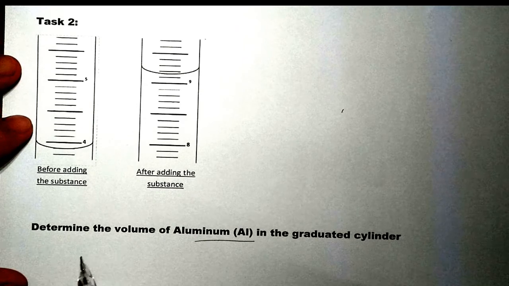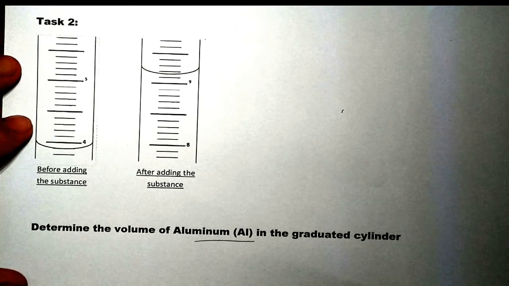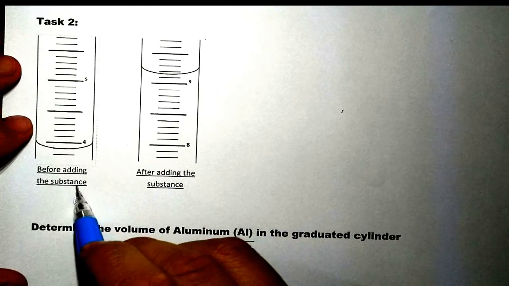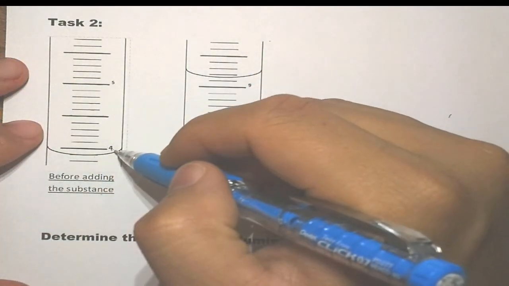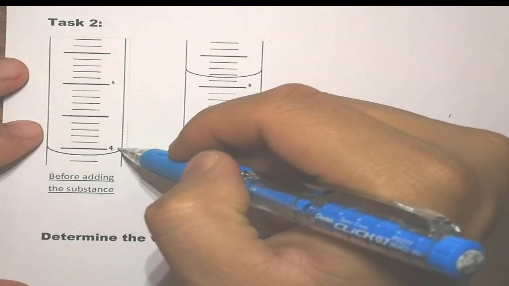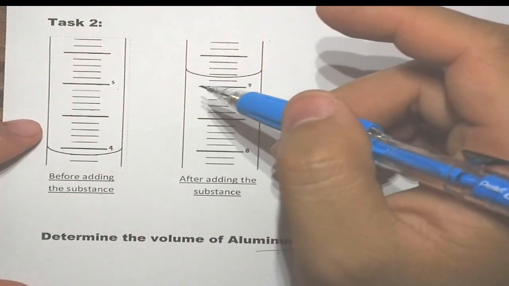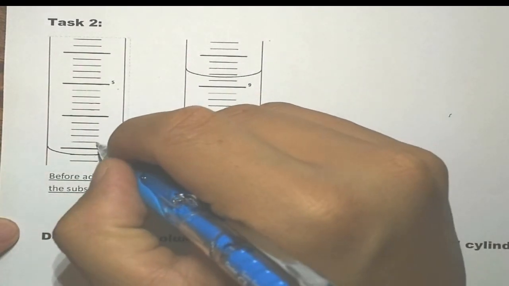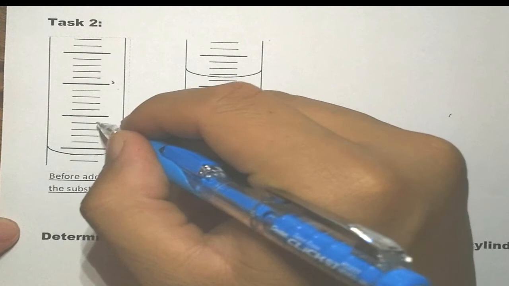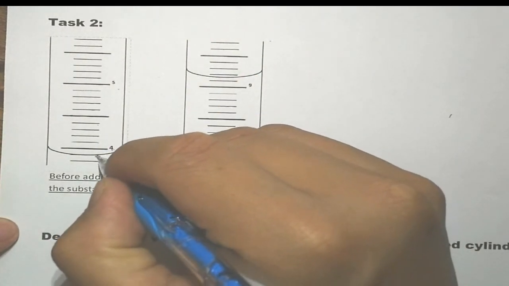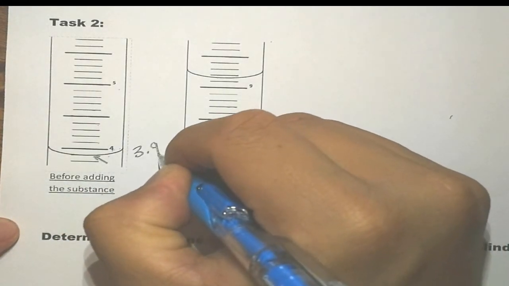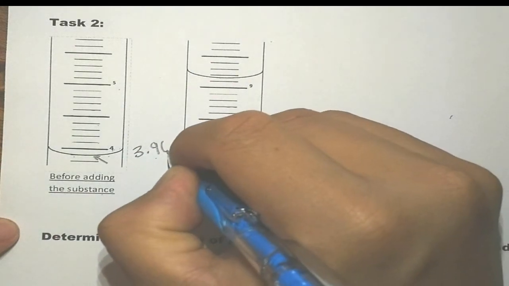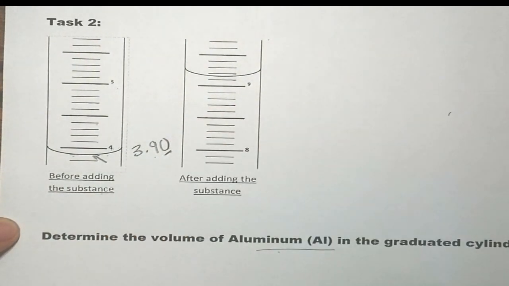Let's try another problem. Determine the volume of aluminum in the graduated cylinder. So we have two graduated cylinders again, before adding the substance, which is aluminum, and after we add it, we have a change in the reading level. So this is our initial. In this case, we have a 10 mL graduated cylinder. Here I have 4, and here I have 5, so each mark must represent 0.1. So we have 4.1, 4.2, 4.3, and so on, but the line is right there. This is the meniscus level, so if this is 4, this must be 3.9. And I know that the line really represents 0.9, so I had to go to a smaller digit, and this one is 0. That's why we estimate it.